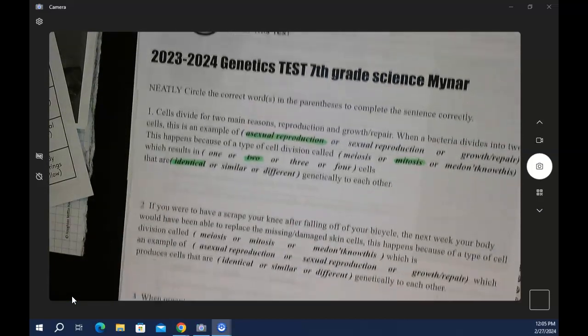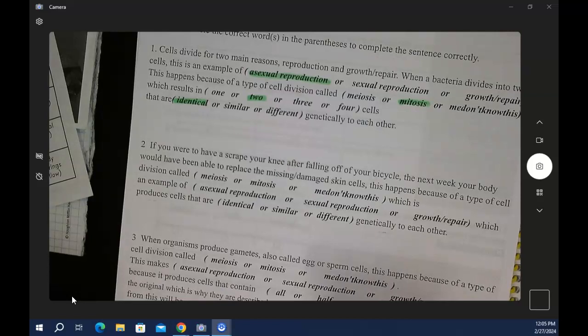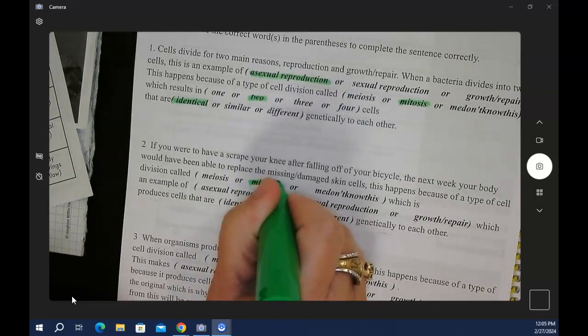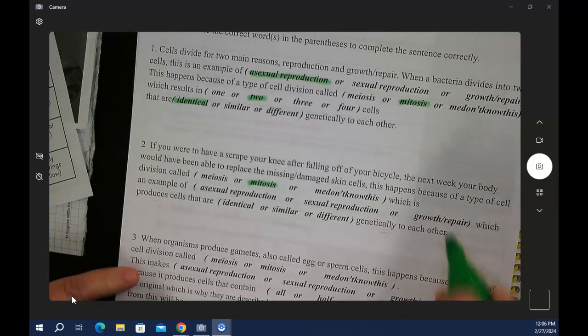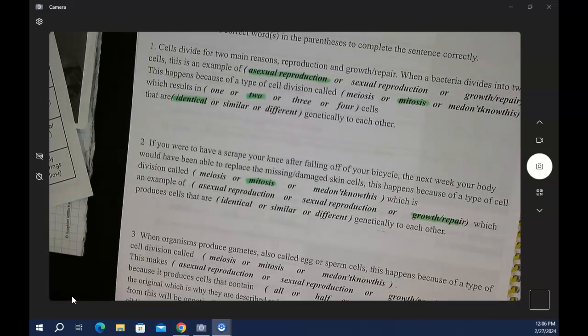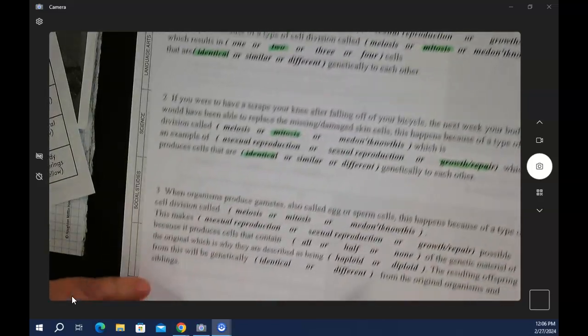If you were to have a scrape on your knee after falling off your bicycle, the next week your body would have been able to replace those missing or damaged skin cells. This happens because of a type of cell division called mitosis, which is an example of growth and repair in this case, which produces cells that are identical genetically to each other.